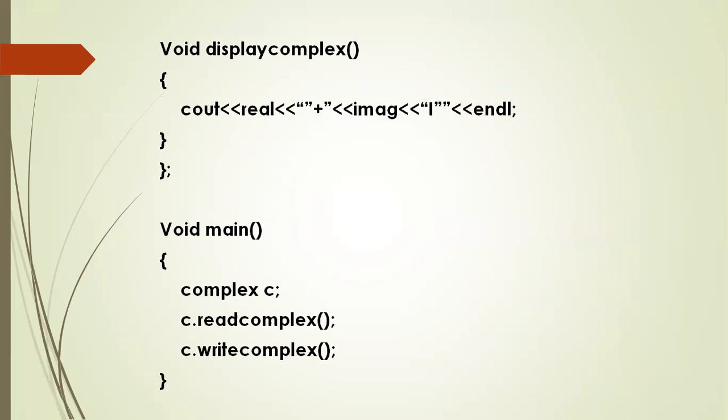Void display complex. You want to display the complex number in complex number format. Real part, within the double quotes you write the plus mark, then image, then within the double quotes you write i, then endl. Close the function, close the class. Then void main, complex C. So here also we declare only one object called C. Then you can call read complex and write complex with C.